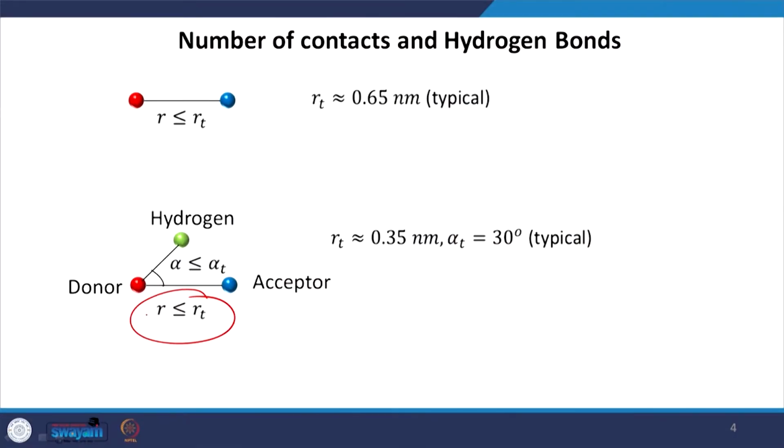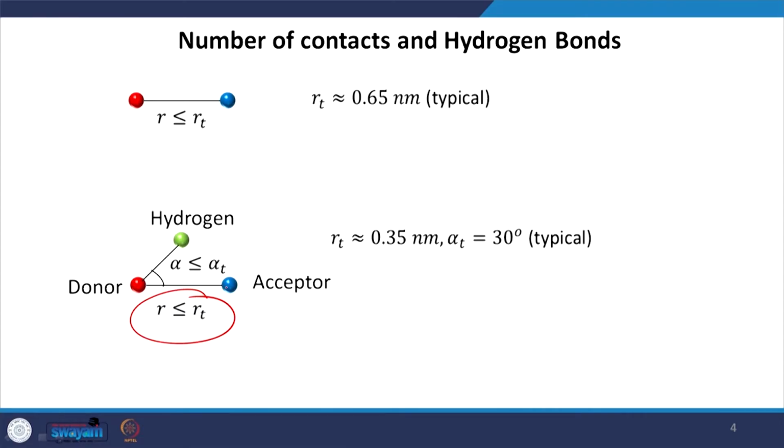One particular example of a contact is the hydrogen bond, and for the case of a hydrogen bond, it is not only the distances that are important, but also the orientation of the hydrogen atom with respect to the donor and acceptor. So in that case, we can put basically two conditions, one for the distance between the donor and acceptor, that is again that if the distance is less than a threshold distance, we will call it a hydrogen bond.